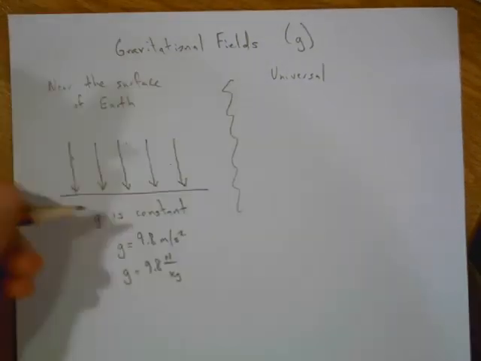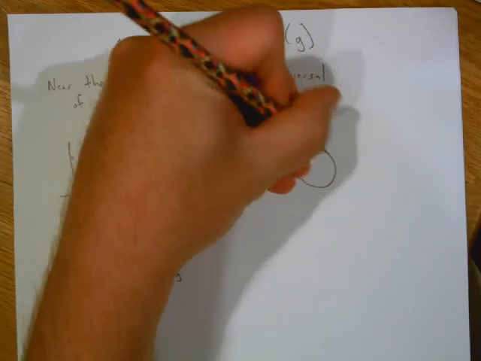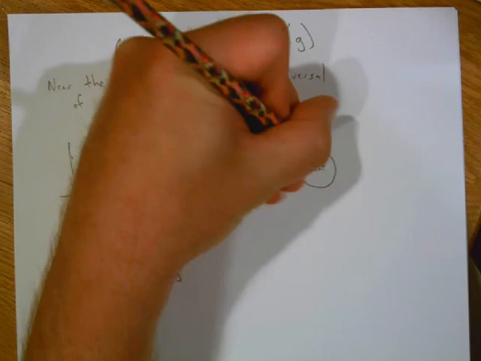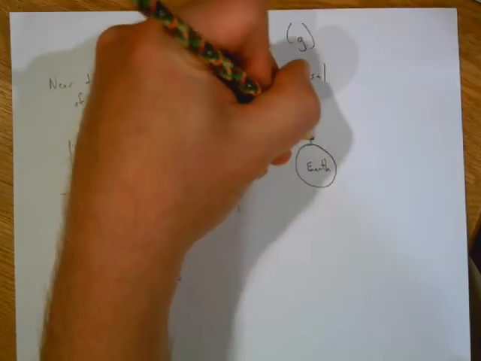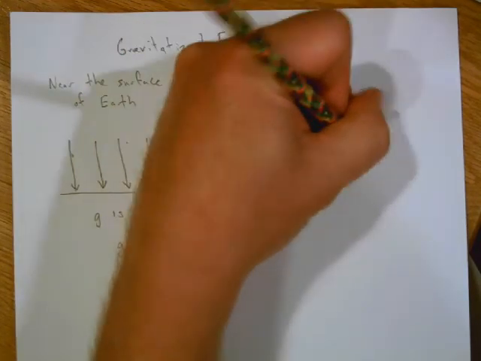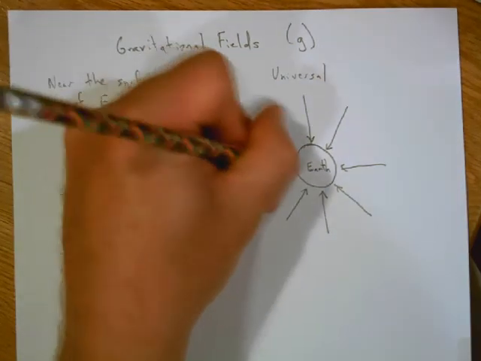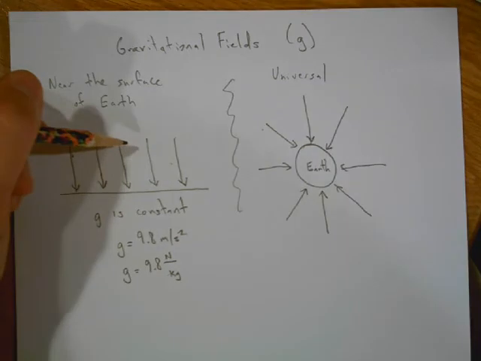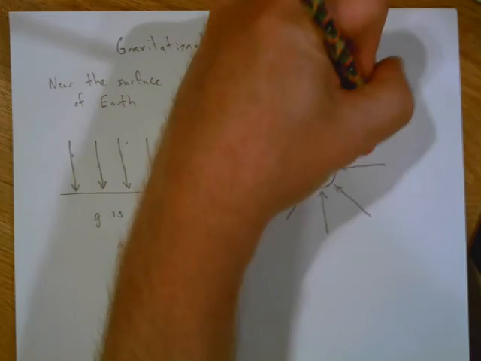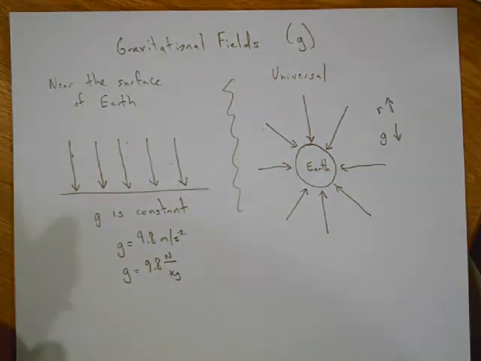Universally, though, if I'm not near the surface of the Earth, and the Earth looks like this, and I was to draw the gravitational field, it would look something like this. You'll notice the field lines are getting further apart as you go away. That's because as r goes up, g goes down. The gravitational field strength gets smaller.